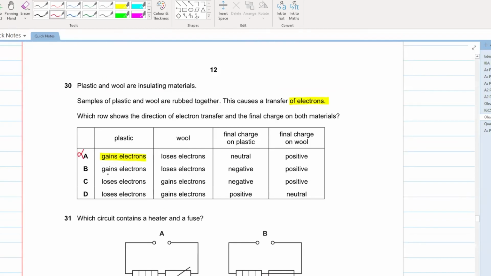Let's examine option B. Let's say plastic gains electrons, it will have a negative charge. Wool loses electrons, it will have a positive charge. B is the correct answer.